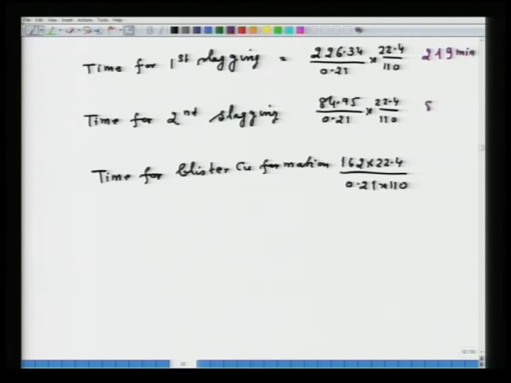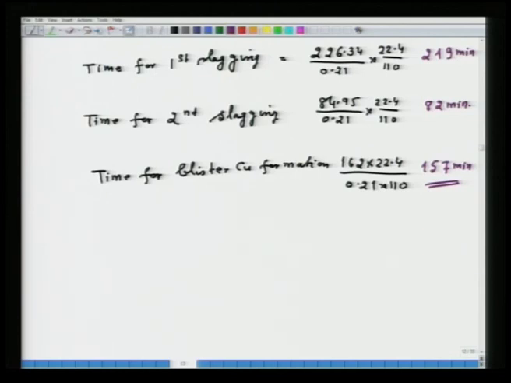Time for second slagging is 82 minutes and time for blister copper is 157 minutes. So you look, these are the respective times which are involved in this converting operation.